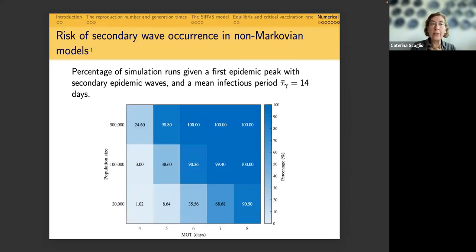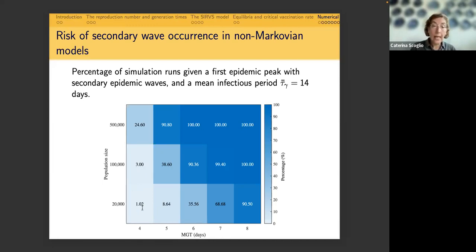And we computed the risk of secondary wave occurrence in non-Markovian models. In this graph, the blue color shows the percentage of simulation runs, given a first epidemic peak, with a secondary epidemic wave. We can see that for a mean generation time of 8 and large populations like 100,000 or 500,000, we have 100% of the runs having a secondary epidemic wave.